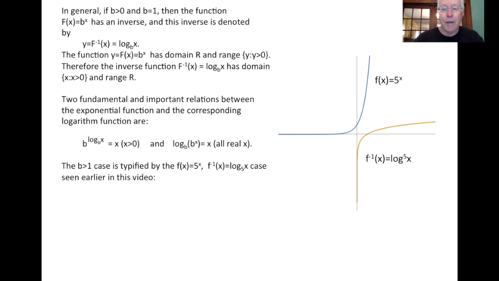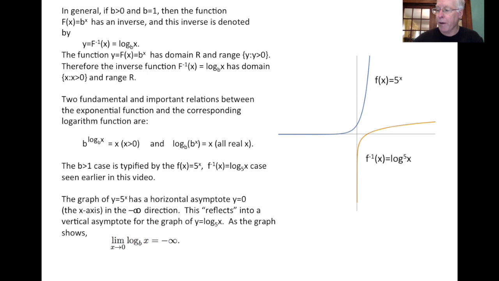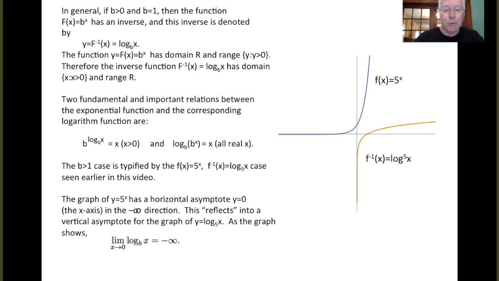Okay. Now I want to point out a few things about this graph. Notice that the graph of 5 to the x, as I said earlier, has a horizontal asymptote along the x-axis, that is in the minus infinity direction. And when we do the reflection about the line y equals x, this horizontal asymptote becomes a vertical asymptote down here. And so it's a vertical asymptote for the graph of y equals log base 5 of x.